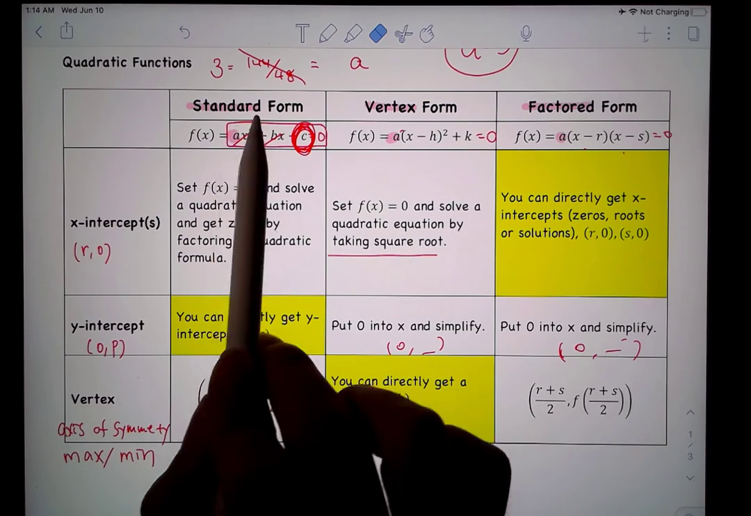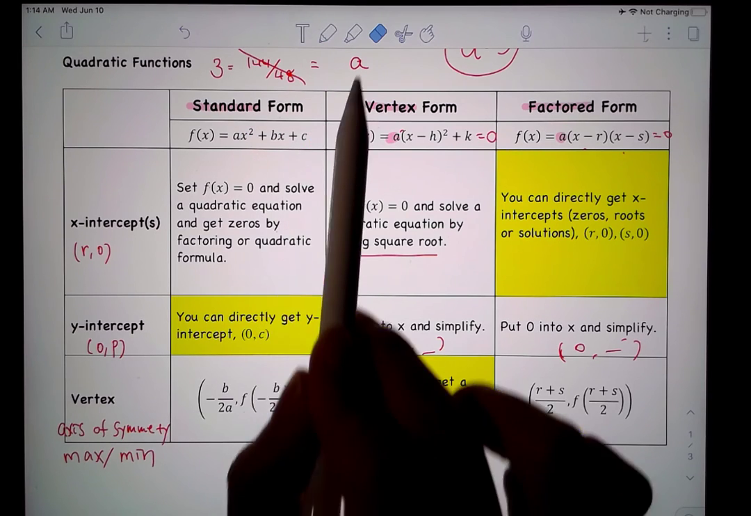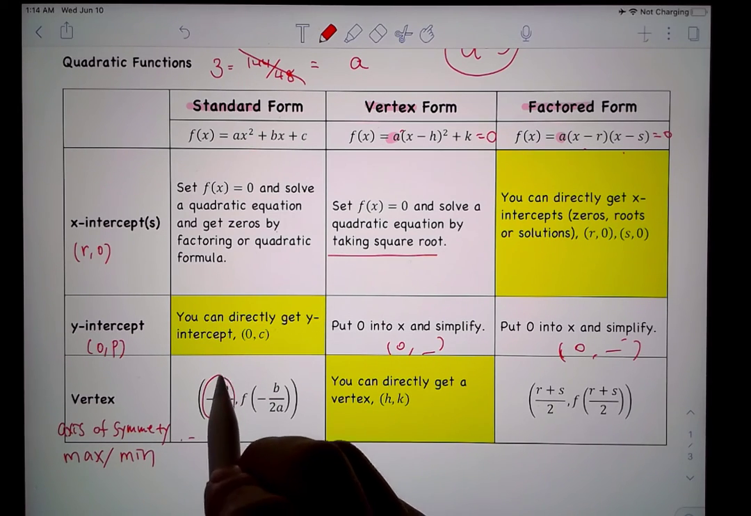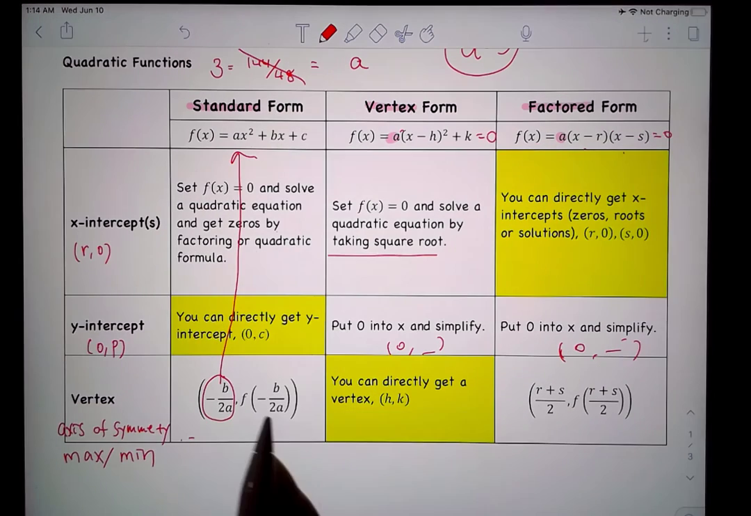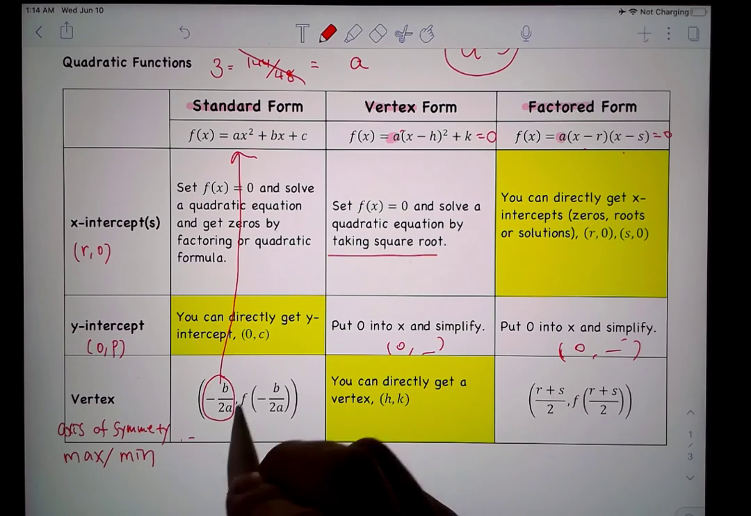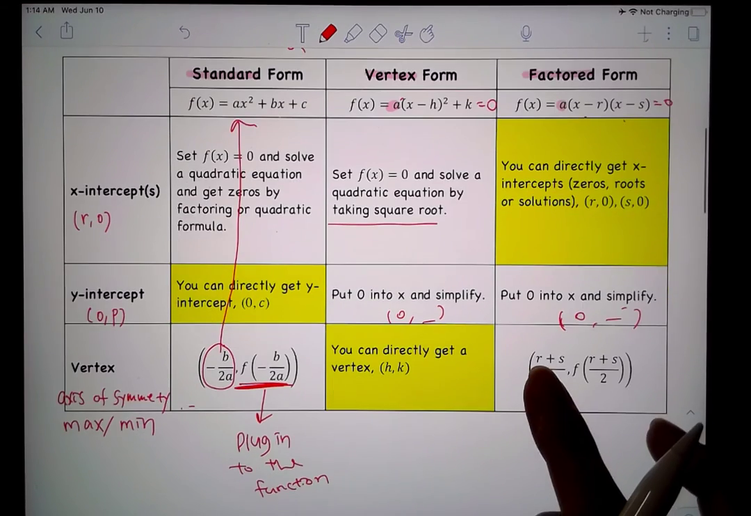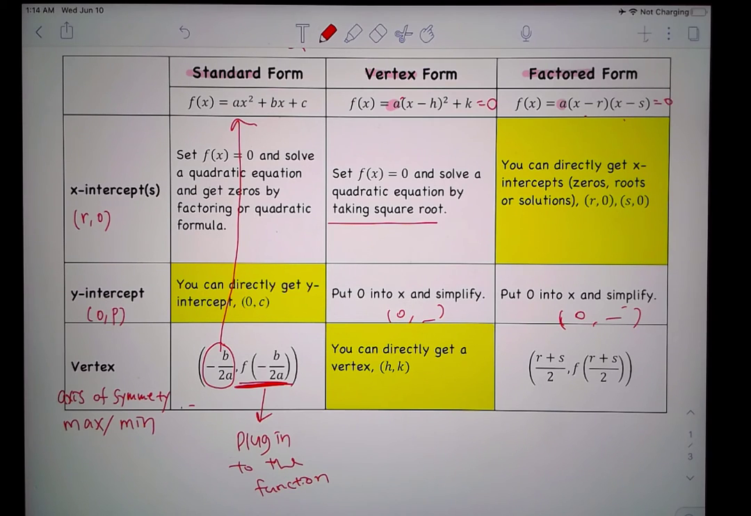from the standard form, what did we do, guys? We did negative b over 2a. Remember? Negative b over 2a, and whatever number you get from here, we put it back into the function. So I just write f of this number, so that means what? This means plug the number into the function. Then you will get the vertex. We've practiced this a lot, getting the vertex from the standard form: negative b over 2a, and you put it back.